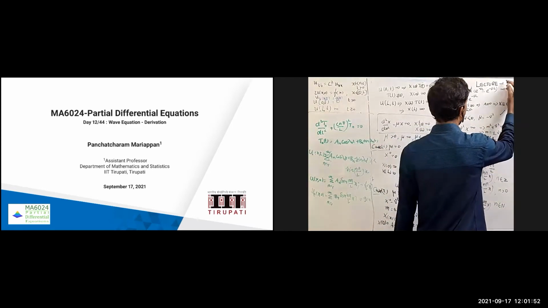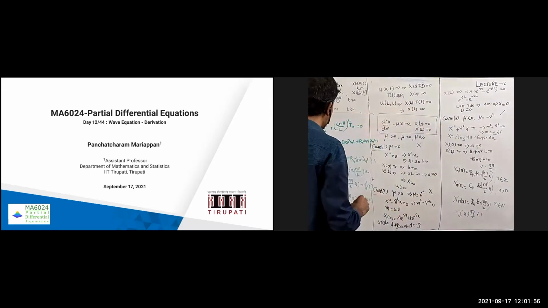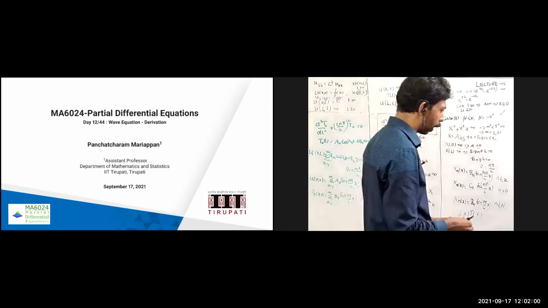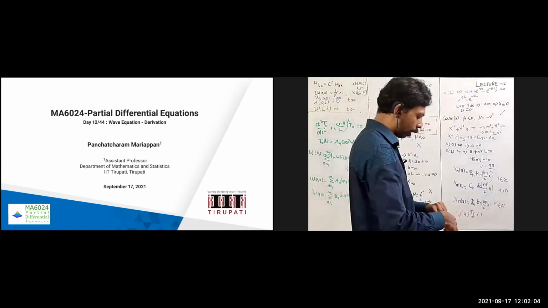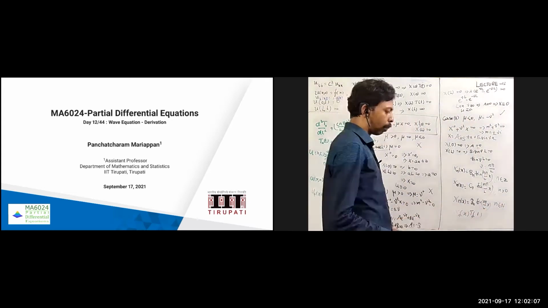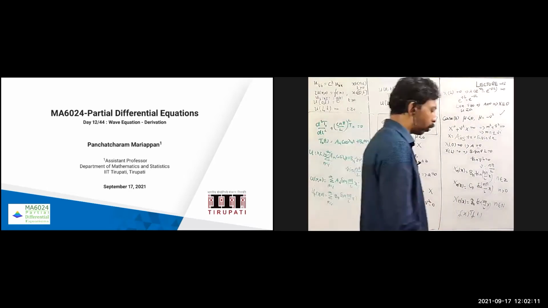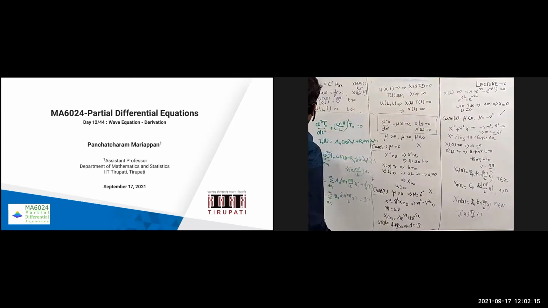In today's class, almost a similar kind of problem we are going to solve. First we will solve the Laplace equation and then we go for the derivation. Most probably I will derive the heat equation. I'm not sure whether the wave equation can be derived. Let us see that.